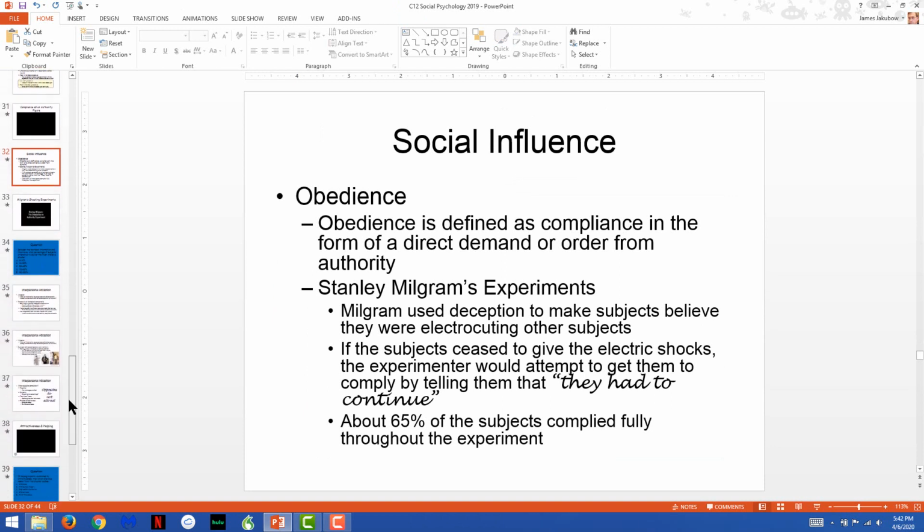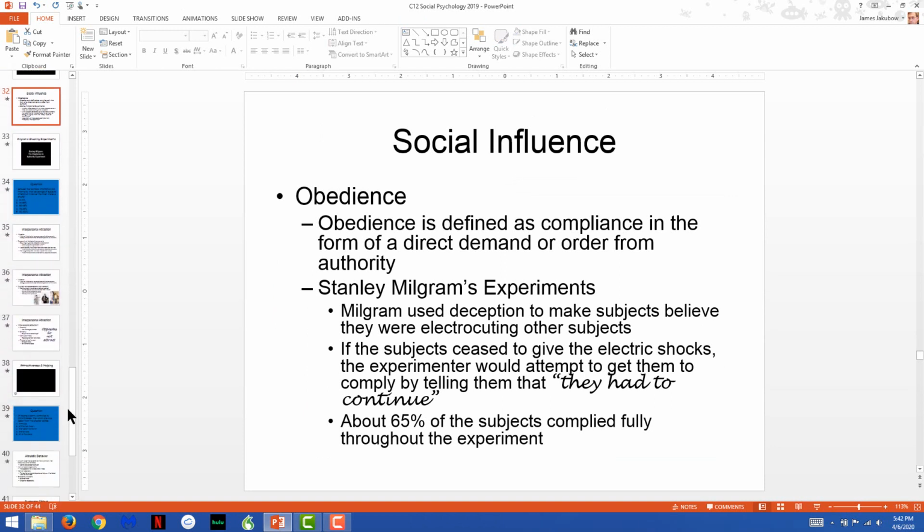Now that leads us to the highest level of conformity, which would be obedience, oftentimes referred to as obedience to authority. Obedience is defined as compliance in the form of a direct command or order from authority. Notice this is a distinction from the compliance issue in which someone requests you to do something, but it's a low-grade request. Under these scenarios, obedience to authority refers to compliance with a direct demand or an order from somebody in an authority position.